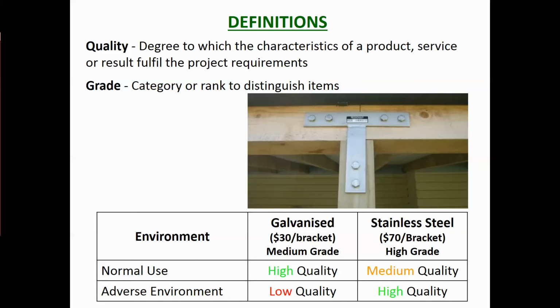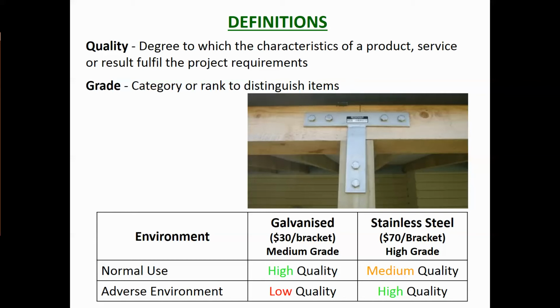Now it's important that you distinguish quality from grade. Grade is a category or rank to distinguish items, and the best way to show that is to take an example. So we've got a bracket here which is holding up a beam on top of a column, and the metal bracket with the bolts is actually holding it all together. Now those brackets can be stainless steel or galvanized steel. Galvanized steel is, as you can see, less expensive. It's half the price of the stainless steel, but galvanized steel is a lower grade product than stainless steel. Stainless steel is high grade, it's good for a wide range of environments, it doesn't rust, whereas galvanized steel, even though it's galvanized, could over time.